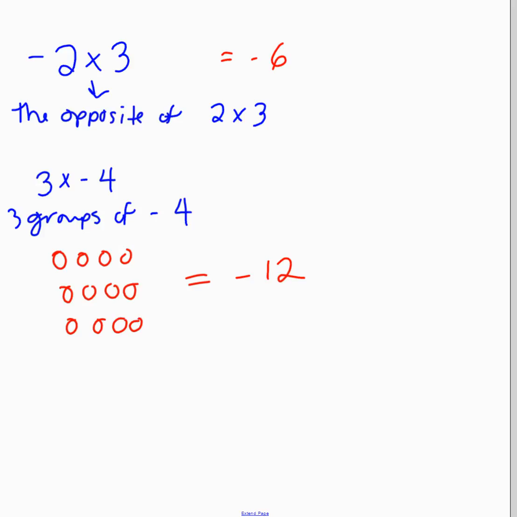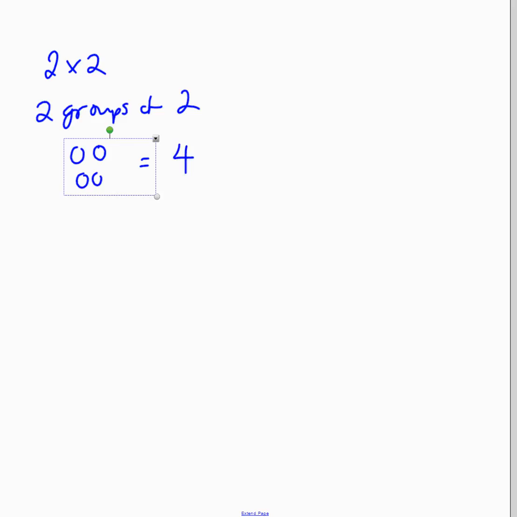Now, the one that's the easiest is a positive times a positive. You've been doing that forever. 2 times 2, that just means 2 groups of 2. So there's one group of 2, there's 2. That's just going to be 4. That's easy. You've been doing that basically since about grade 2 or grade 3, since you've been multiplying.